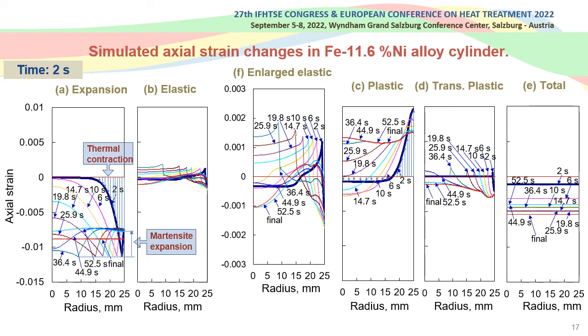It is negative inside. The transformation plastic strain decreases in the range where martensite occurs. The elastic strain is affected by the above described strain changes. It is negative in the martensitic zone, with a sharp positive peak inside the martensitic zone and a negative distribution further inside. The total strain in the horizontal distribution is reduced.